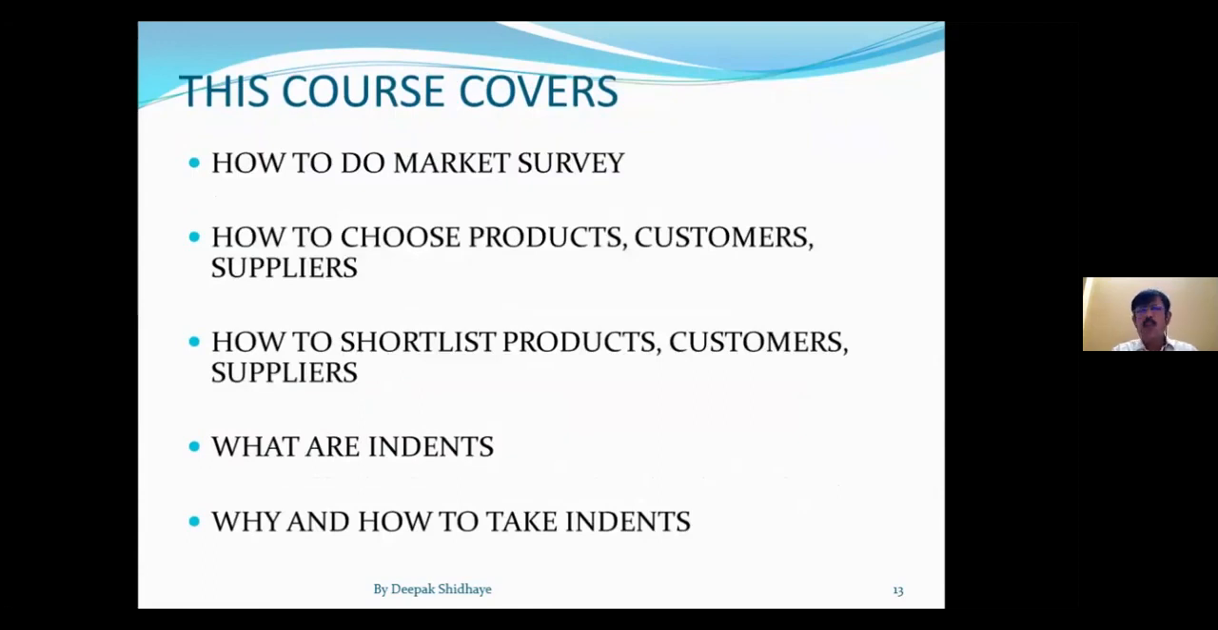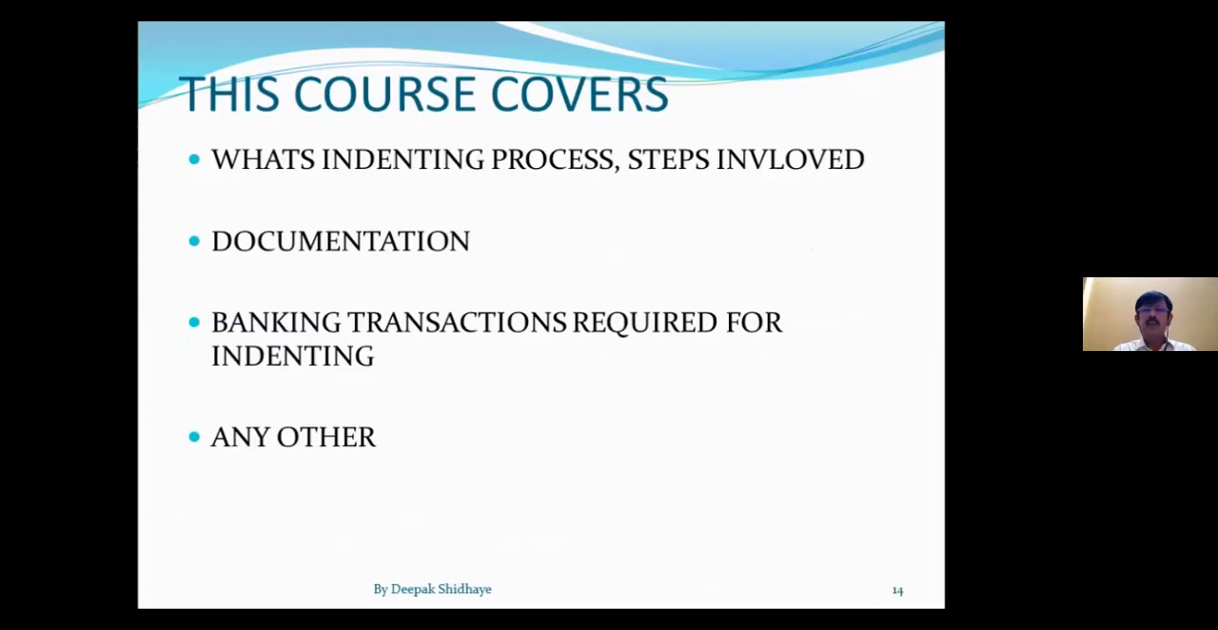If you don't do a market survey and just jump into the product, then probably you will face the situation which other people are facing. How to choose products, customers, suppliers, how to shortlist them. What are indents? An indent is your sales contract or a pro forma invoice, and why and how it has to be done. Your indent should supersede any purchase order or anything else. You just follow the indent when asking the customer.